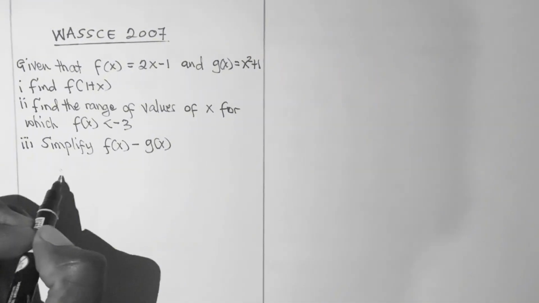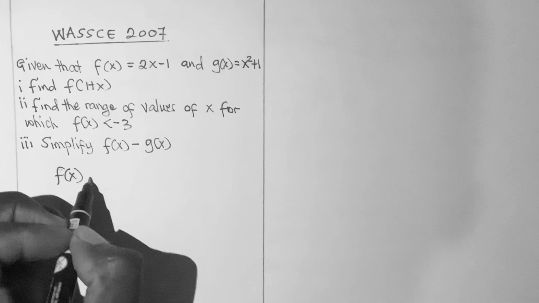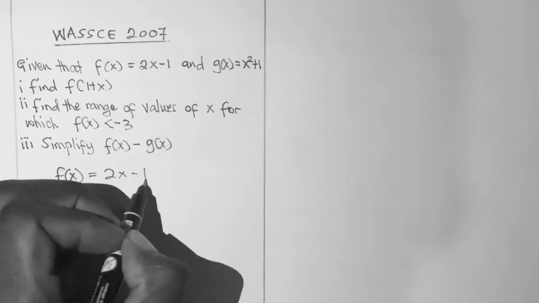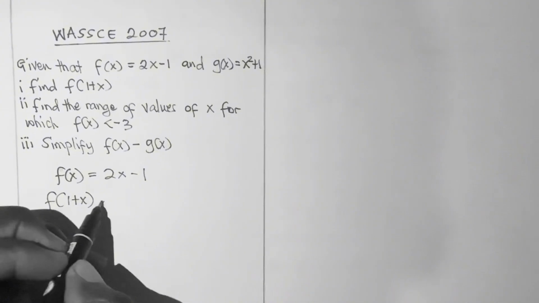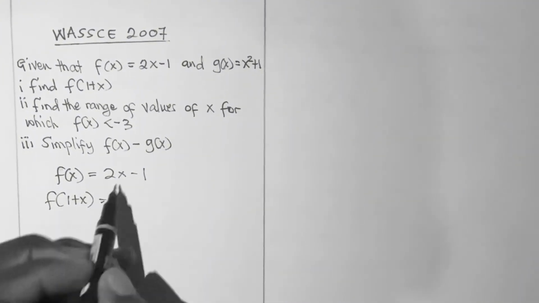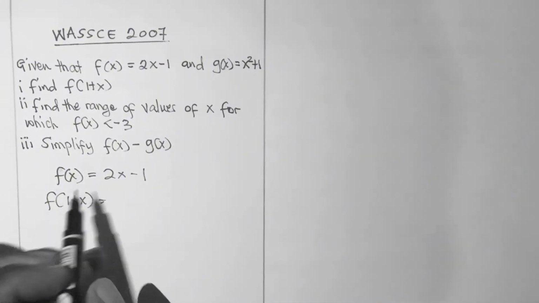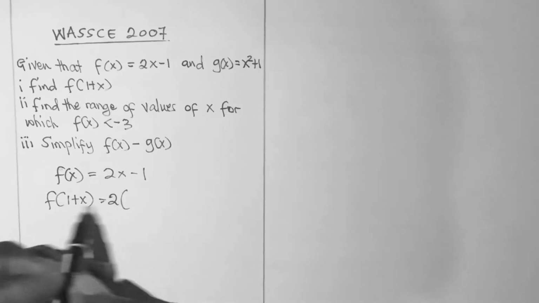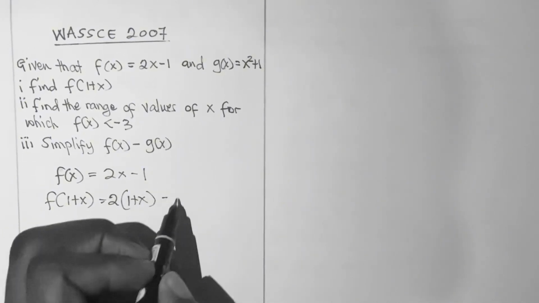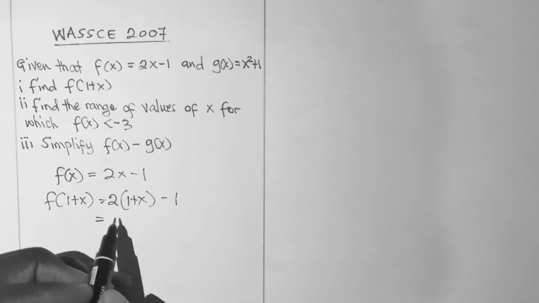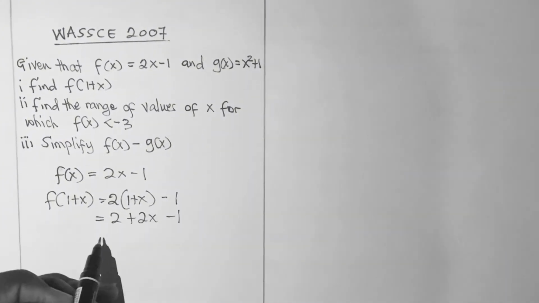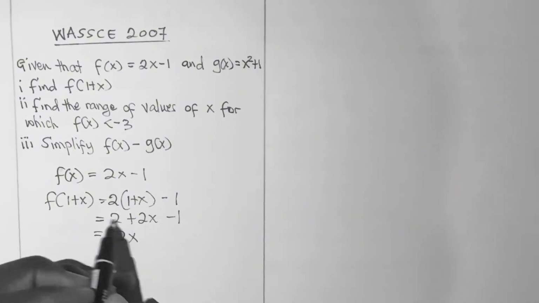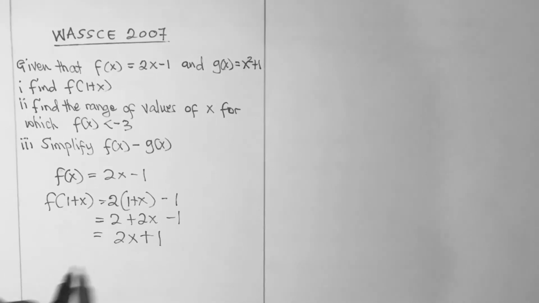So the function is f of x equals 2x minus 1. Now we are supposed to find f of 1 plus x. So what it means is that wherever we see x in this function, we should replace it with 1 plus x. So this becomes 2 times (1 plus x) minus 1. And this is equal to 2 times 1 is 2, plus 2 times x is 2x, minus 1. So this becomes 2x, then 2 minus 1 is 1, plus 1.